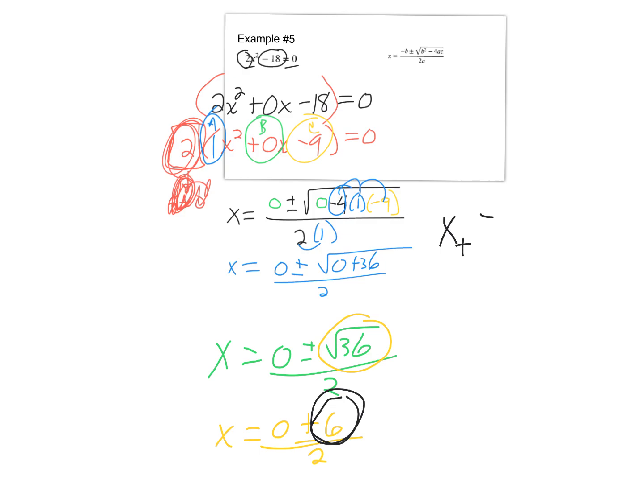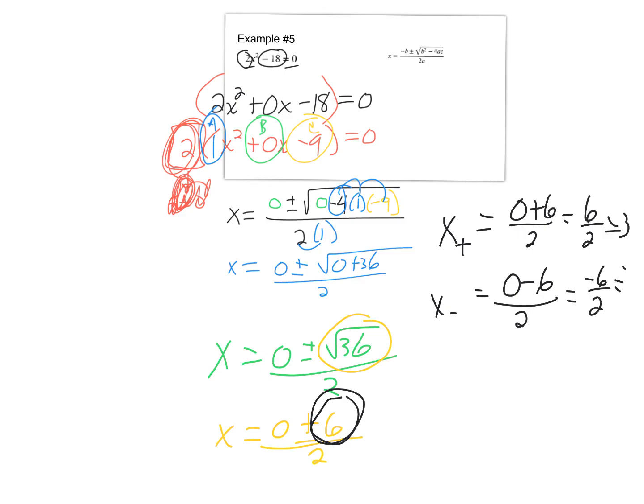x positive says 0 plus 6 divided by 2. 6 divided by 2 is indeed 3. The x negative says we're going to do 0 minus 6 divided by 2, which is negative 6 over 2, which is negative 3. So my solutions, x is equal to 3 and negative 3.